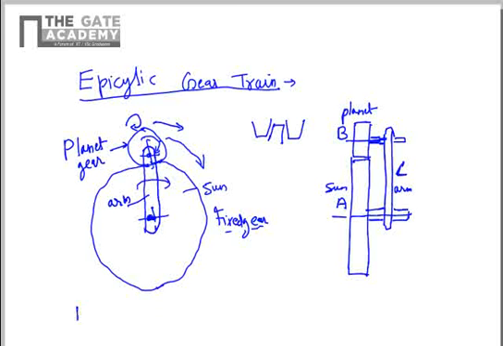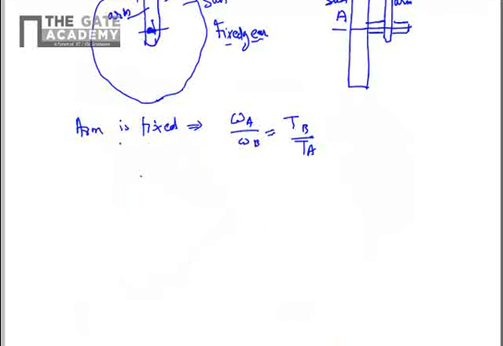In the case the arm is fixed, then the problem is very simple. They are just two gears in mesh with each other. So in that case, omega A by omega B will be equal to number of teeth on B divided by number of teeth on A. So this is very simple.